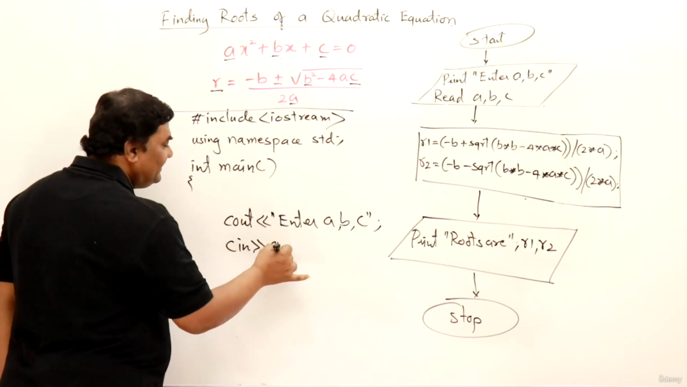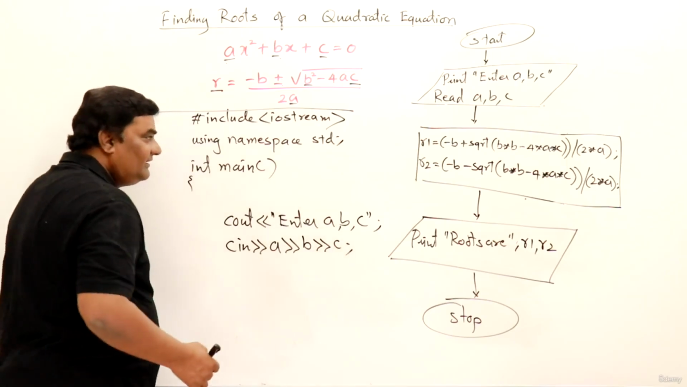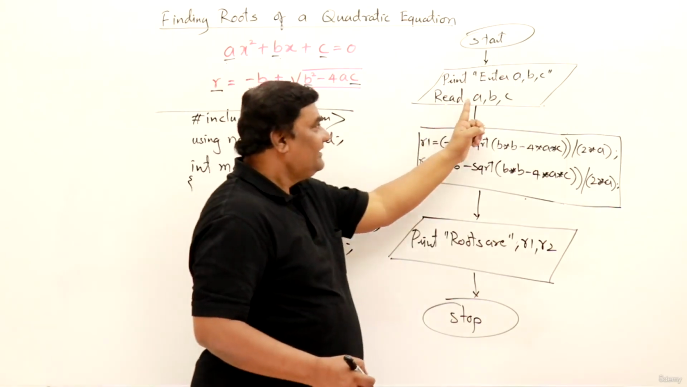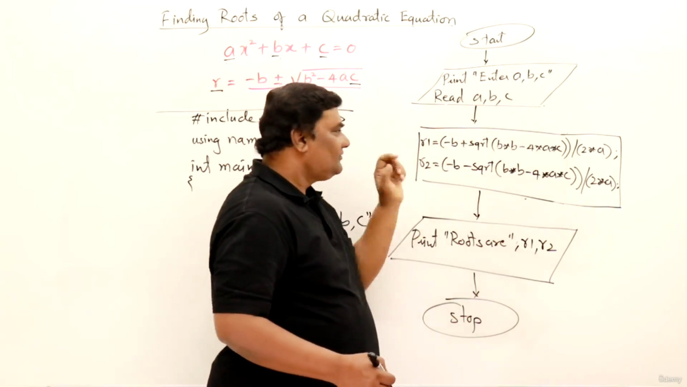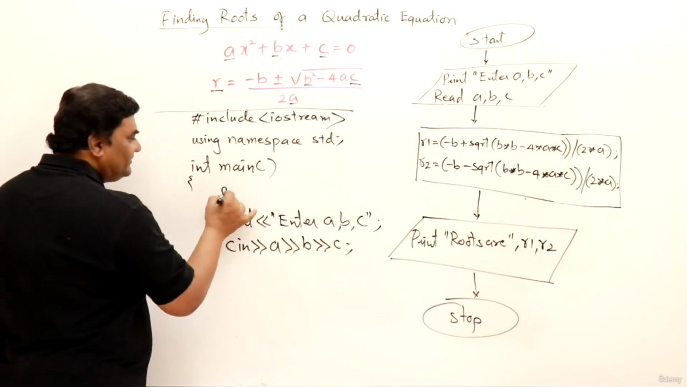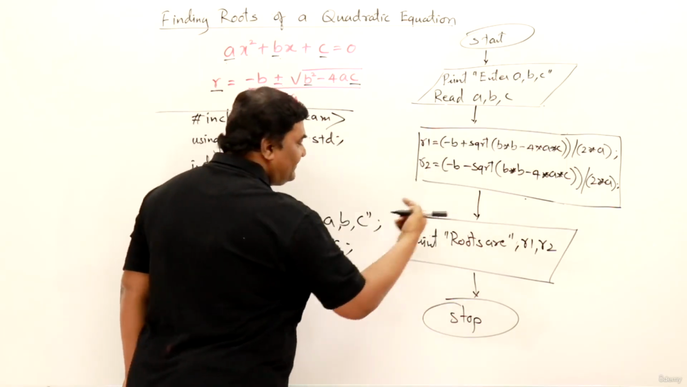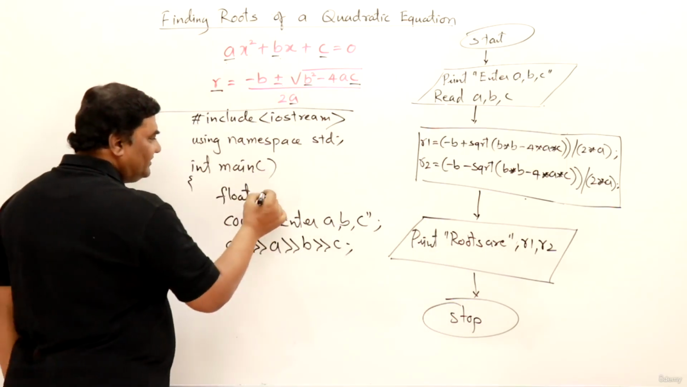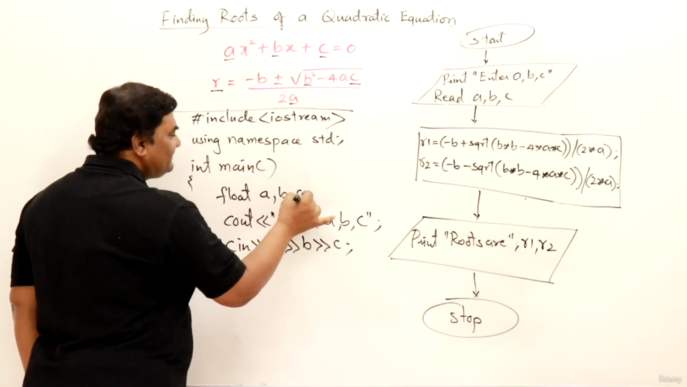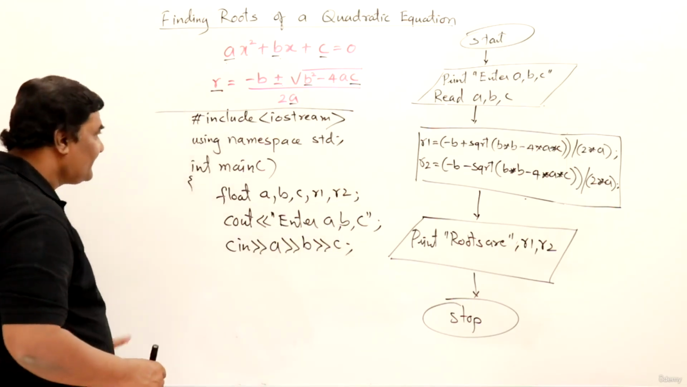When I am reading a, b, c, I realize that these are the variables that I must declare. So what are the variables I need? A, B, C, R1, R2. These are the variables I need. So declare all of them here on the top. I will declare all of them as float because floating values are involved here. So let us make all of them float: a, b, c, r1, r2. So all the variables are declared.